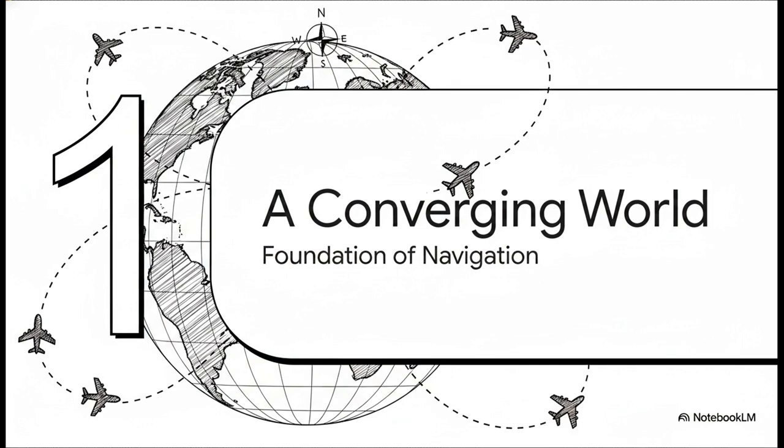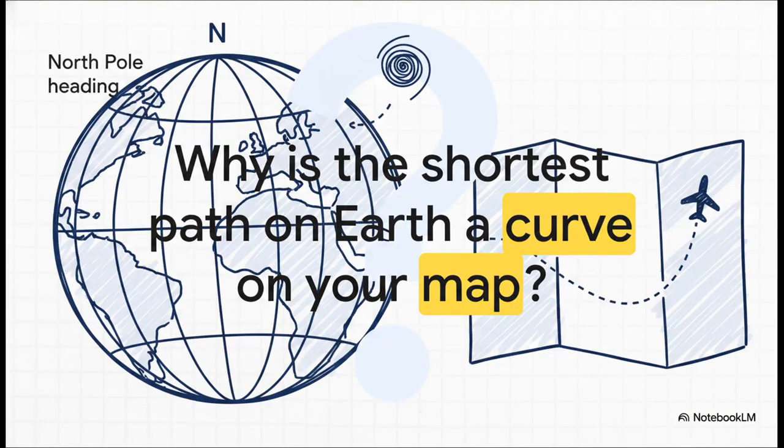All right, first things first. We have to establish a fundamental truth. We're flying over a sphere, not a flat piece of paper, and that one single fact changes absolutely everything about how we navigate. So, this is the question we need to answer. If you want to fly the shortest possible distance, why can't you just hold a steady compass heading? Why does the path look curved on a map?